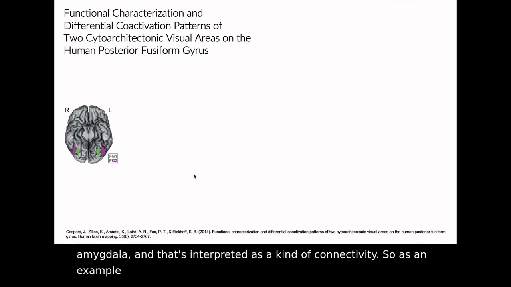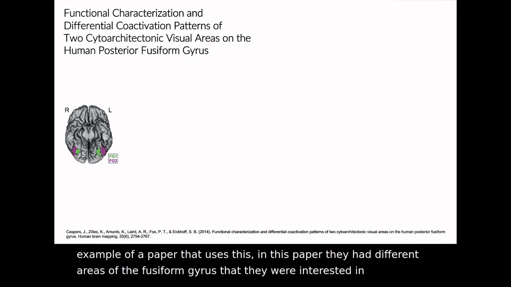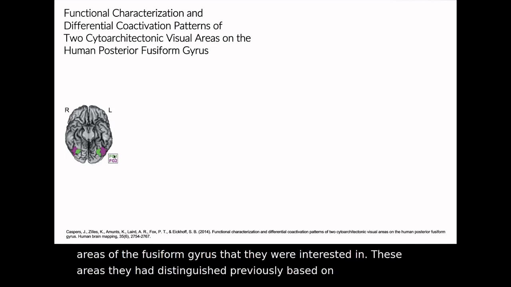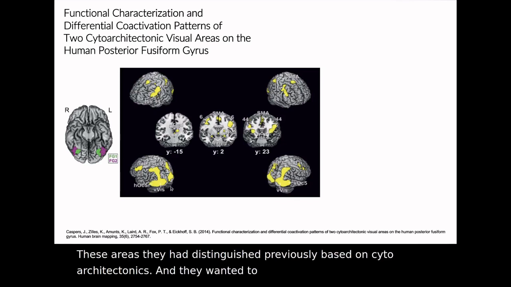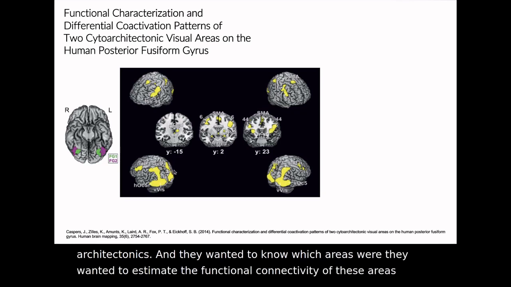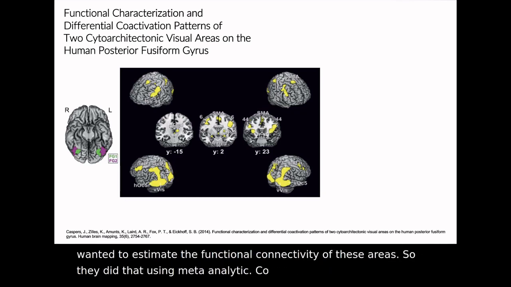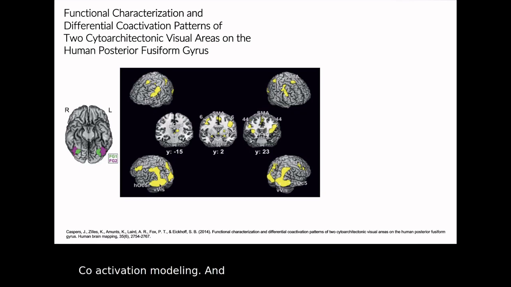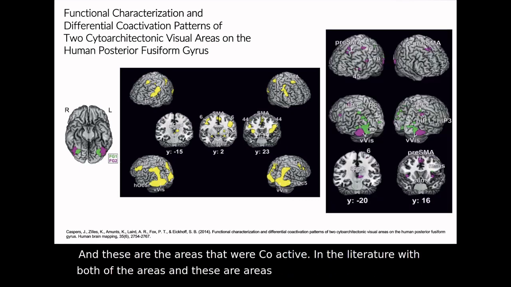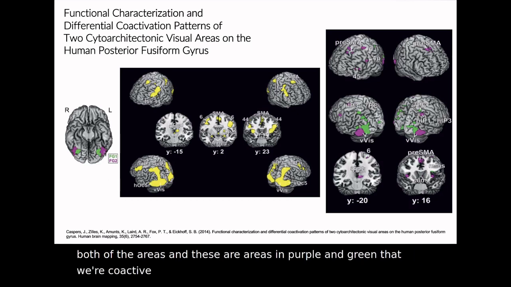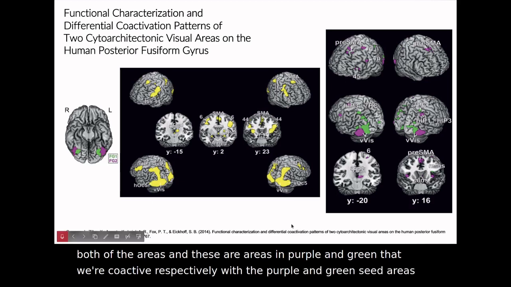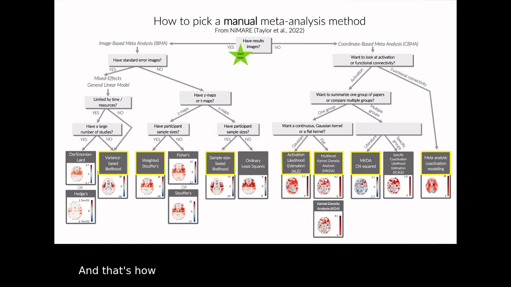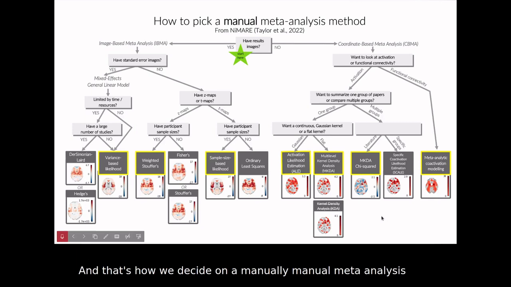So as an example of a paper that uses this, in this paper they had different areas of the fusiform gyrus that they were interested in. These areas they had distinguished previously based on cytoarchitectonics. And they wanted to estimate the functional connectivity of these areas. So they did that using meta-analytic coactivation modeling. And these are the areas that were co-active in the literature with both of the areas, and these are areas in purple and green that were co-active respectively with the purple and green seed areas. And that's how we decide on a manual meta-analysis method in NiMARE.